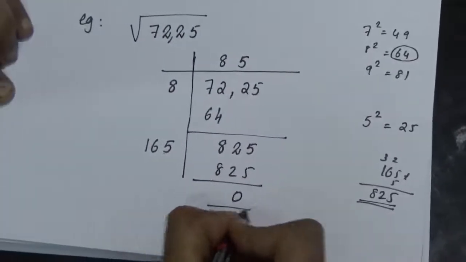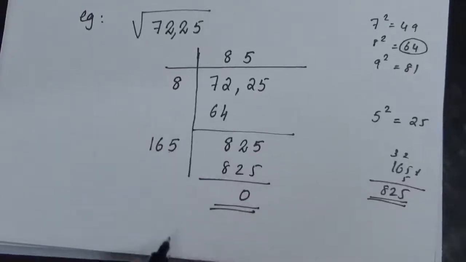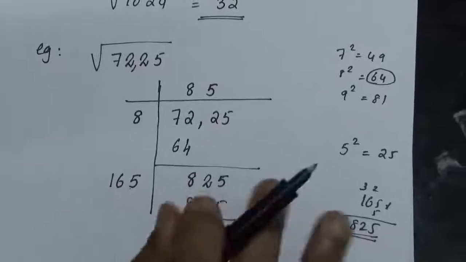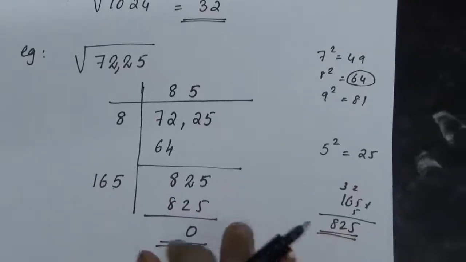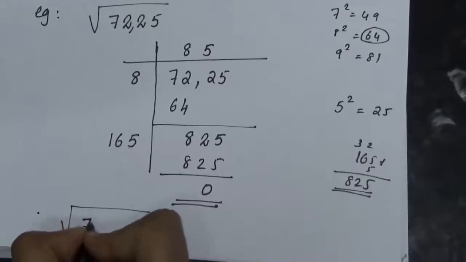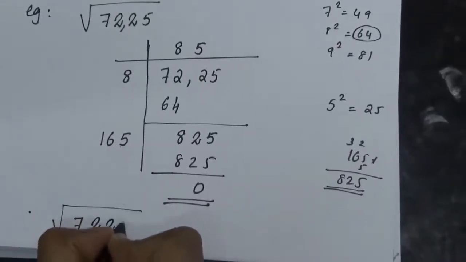So here, since all the digits are used and the last remainder is 0, the division as well as the extraction of the square root is completed. Therefore, we can write root of 7225 is equal to 85.